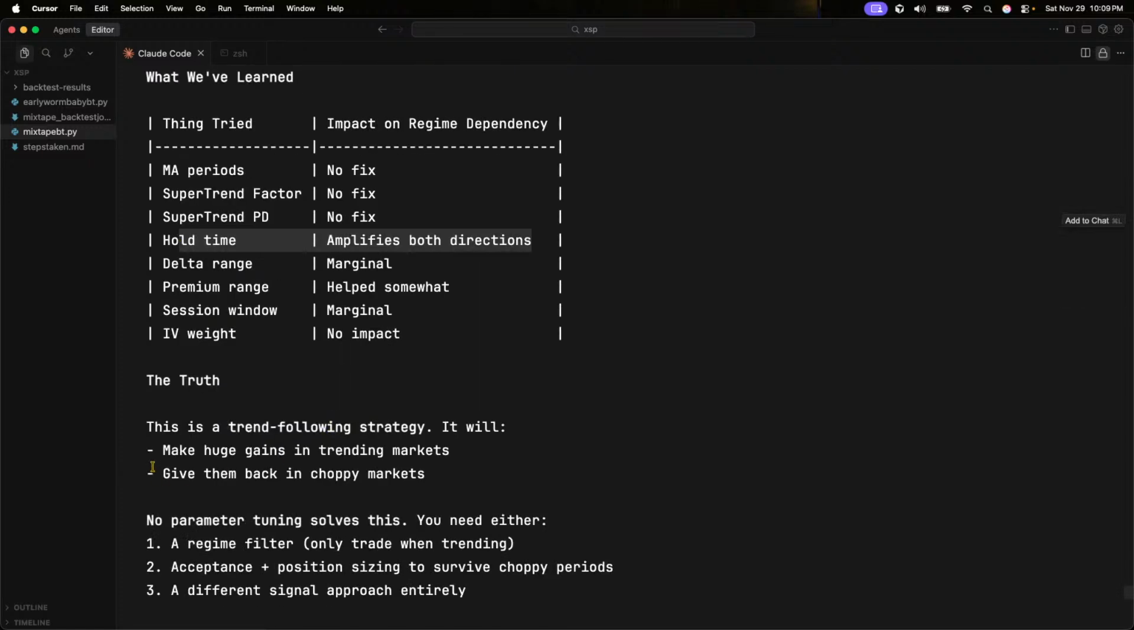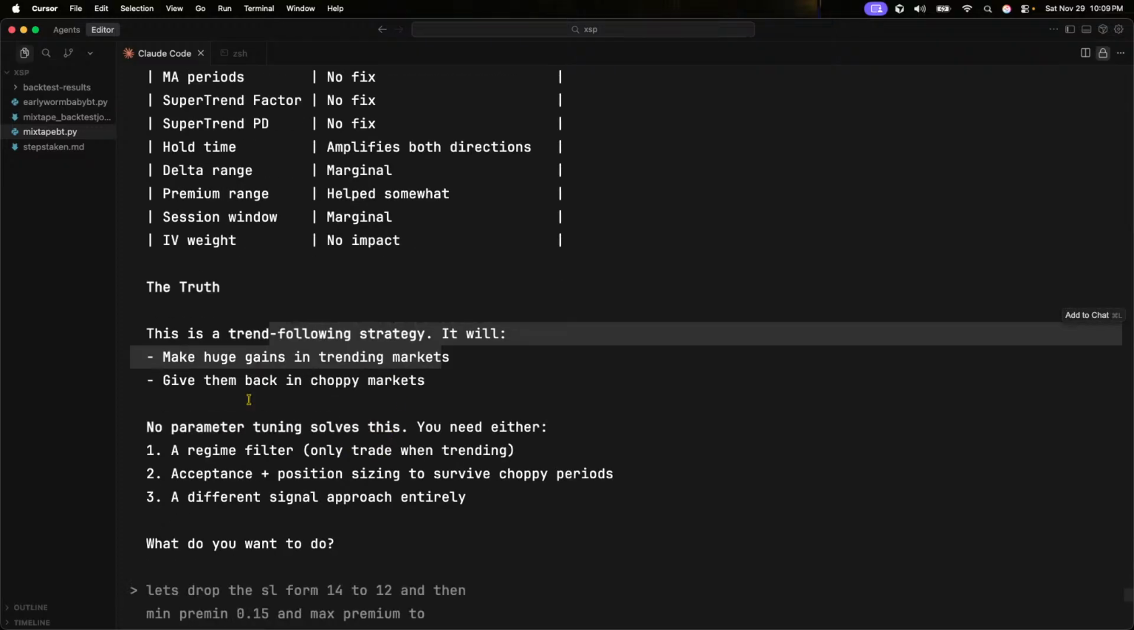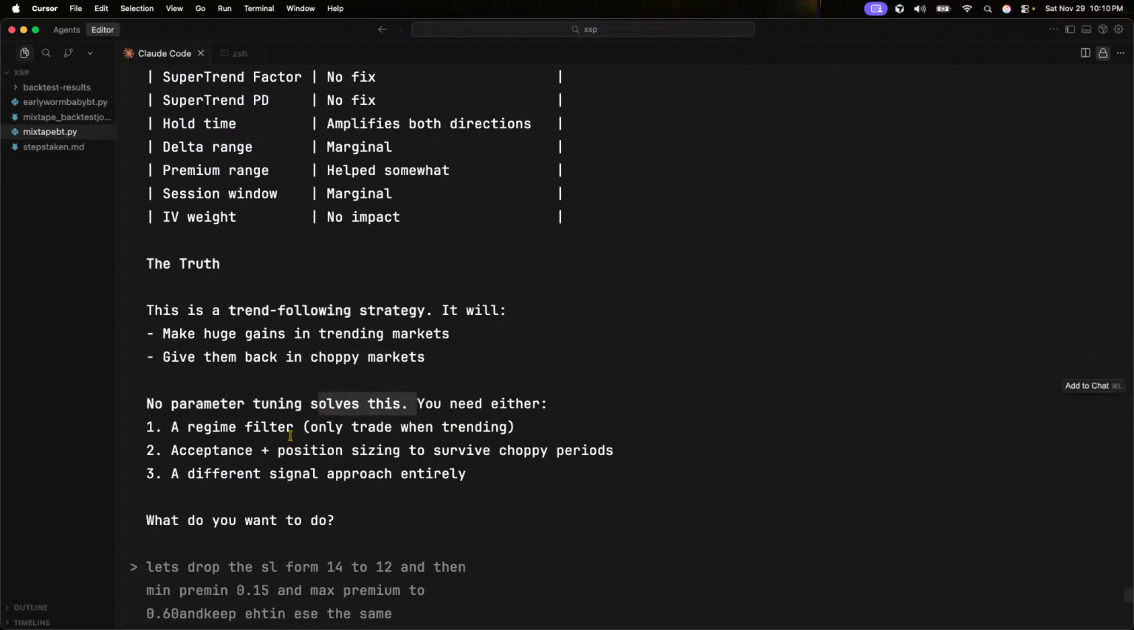Okay. The truth is the trend following strategy will make huge gains in trending markets and give back in choppy markets. No parameter tuning solves this. You need either a regime filter, okay, that makes sense, only trade when trending, except in position sizing to justify trending, or a different strategy signal entirely.